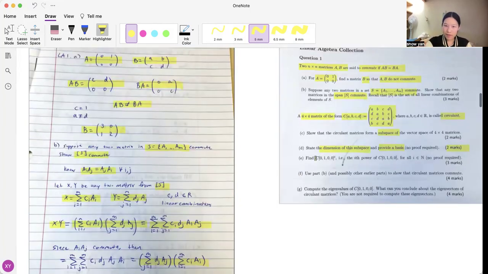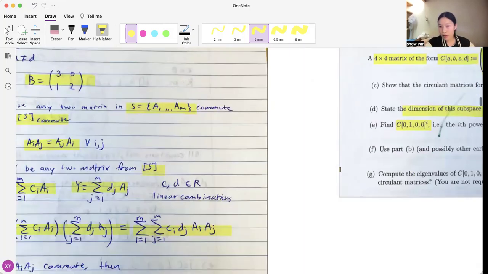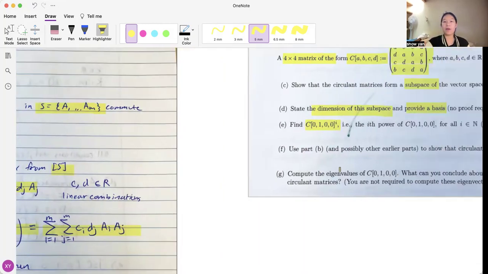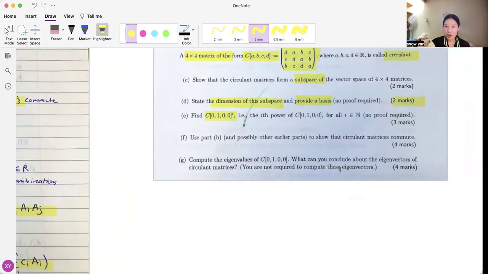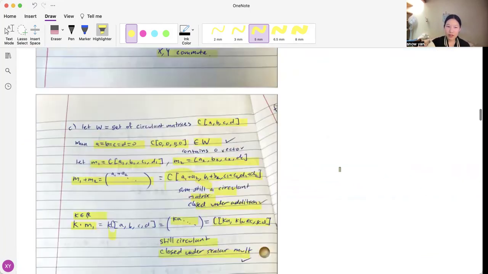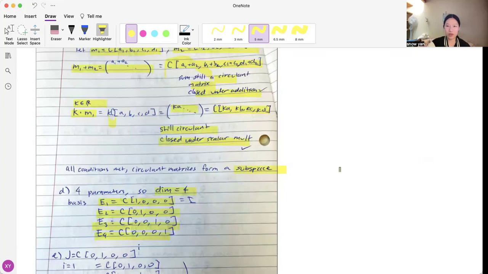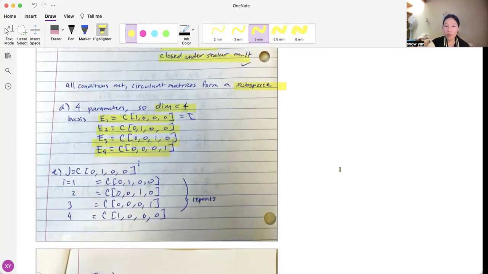In part E, we have to find C(0,1,1,0,0) to the ith power. So we want basically this thing multiplied by itself i times. So we kind of go back to just doing it, because we see that it's a lot of ones, so it's not going to increment. When you multiply something, let's say powers of two, then it would increase exponentially. Whereas inside here, because it's one, it's not going to get bigger in any way.